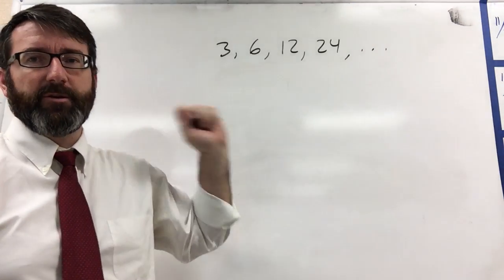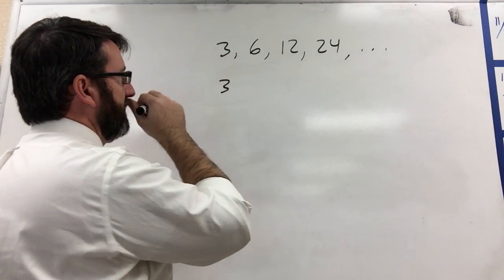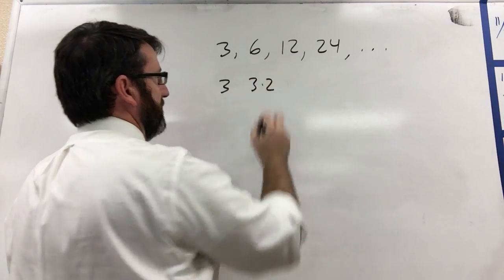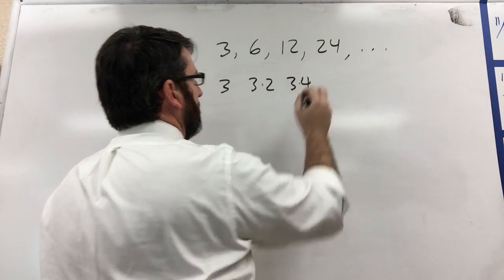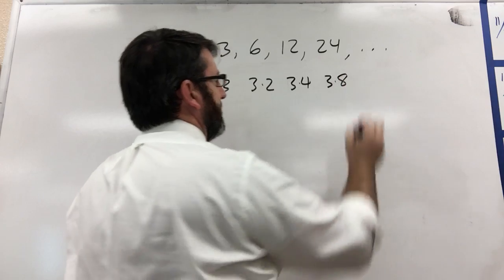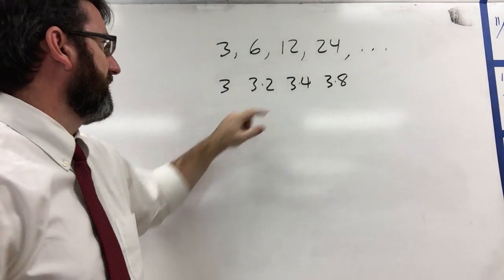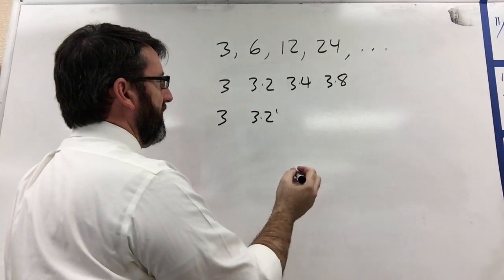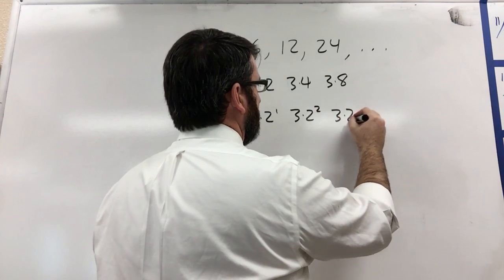We want to write everything in terms of what's happening to the first term. So the first term is just 3. The second term, notice that 6 is 3 times 2. 12 is 3 times 4. 24 is 3 times 8. So let's rewrite these again in terms of our common ratio. So this is 3. This is 3 times 2 to the first power. This is 3 times 2 squared. This is 3 times 2 cubed.